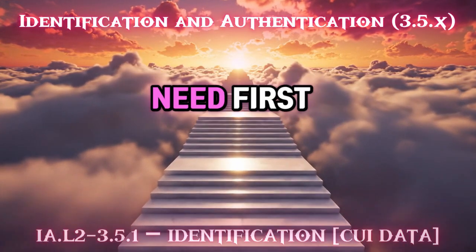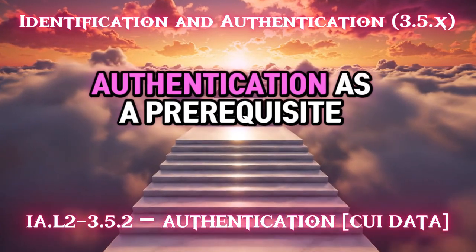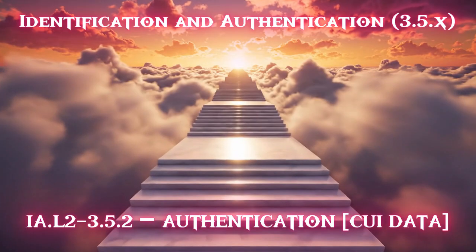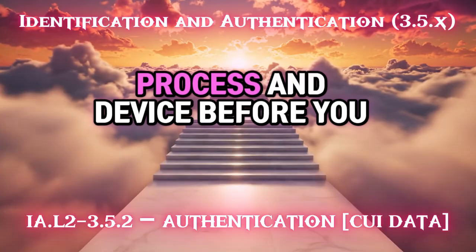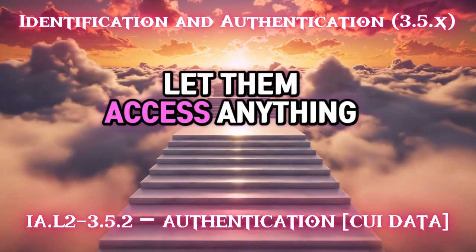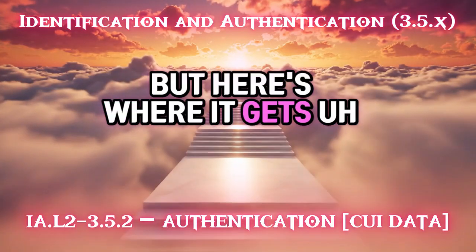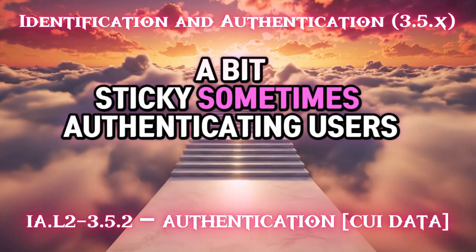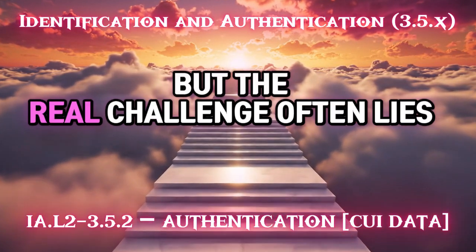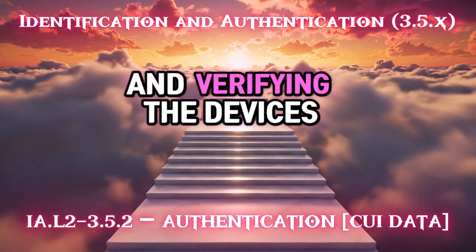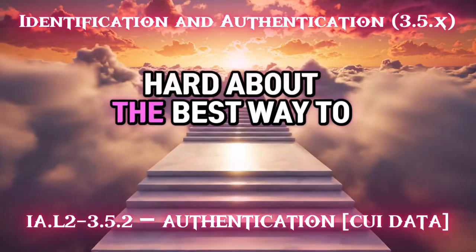Okay, speaking of things you need first, let's move to practice 3.5.2, another 5-point heavy hitter. Authentication as a prerequisite. So, you have to authenticate or verify the identity of every user, process, and device before you let them access anything. Yeah, this one sounds pretty straightforward logically, right? But here's where it gets a bit sticky sometimes. Authenticating users, we mostly have that down. But the real challenge often lies in authenticating and verifying the devices. Organizations really need to think hard about the best way to do that.